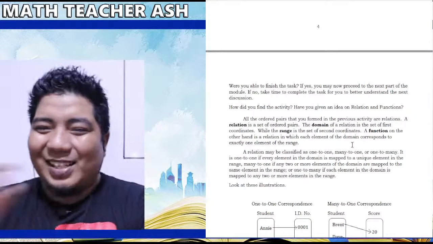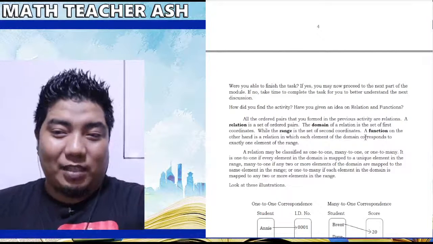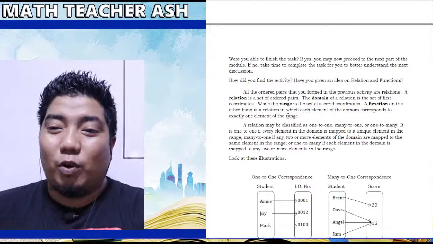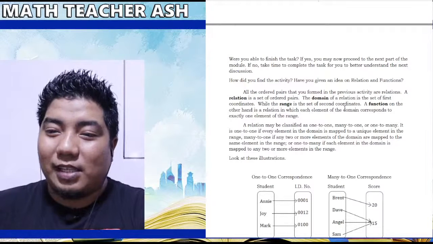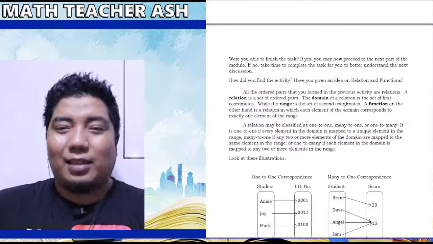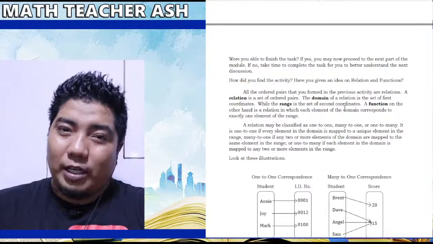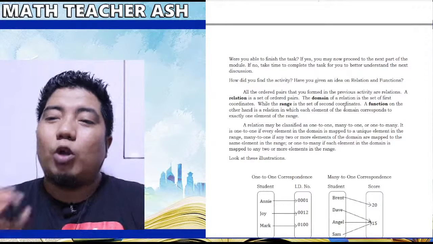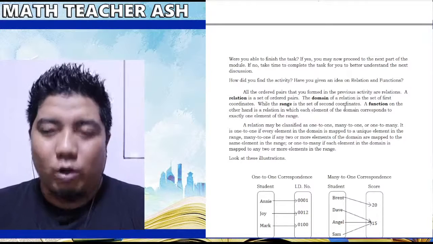Alright, so let's continue here. All the ordered pairs that you form in the previous activity are relations. So lahat yun relations. A relation is a set of ordered pairs. The domain of a relation is the set of the first coordinate. Okay, get this one, my dear math learners. Take note. Yung first na mga coordinates sa pair na yun, yung first na sinulat mo, yun ang domain. Yung second na sinulat mo, yun naman ang range.